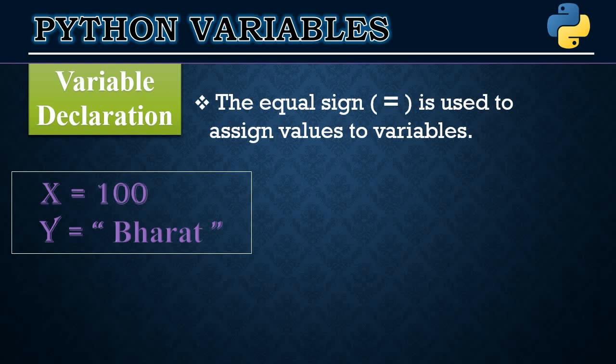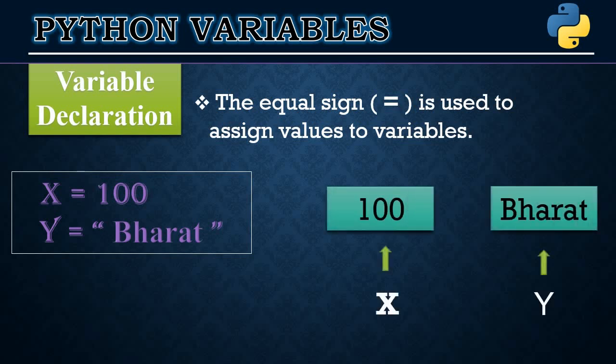If you want to represent this in a diagram, this is how you can do it. Here are two containers named x and y holding values 100 and Bharat. The x container holds the value 100, and the y container holds the value Bharat. Let's see some examples of it.